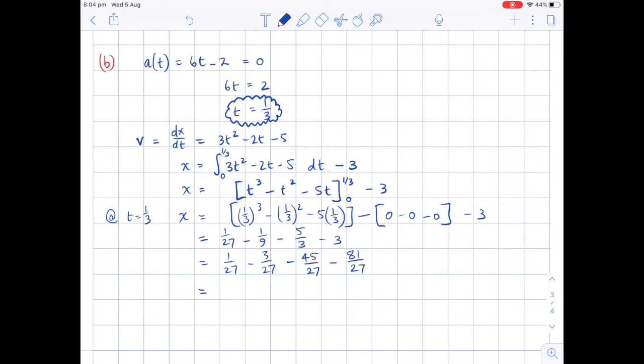1 take away 3 is minus 2, minus 45 is minus 47. So minus 47 on 27, take away 81 on 27. I had to write that down because I couldn't do it all in my head. And then minus 47, I'm going to do minus 40 take minus 80 is minus 120, minus 7 take 1, so it's minus 128 divided by 27.